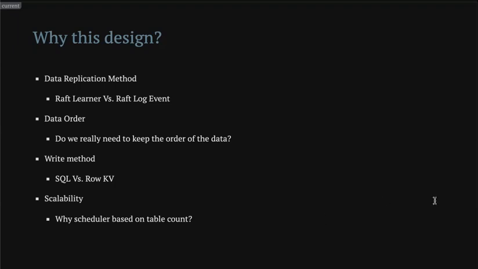But sometimes we suffer from uneven workload. For example, if we have a big table and a small table on the same capture, on the same node, the big table or hot table will occupy most of the resource, and TiCDC treats them equally. I think it's not fair, and also it doesn't make sense. So we are discussing how to improve it in the future.